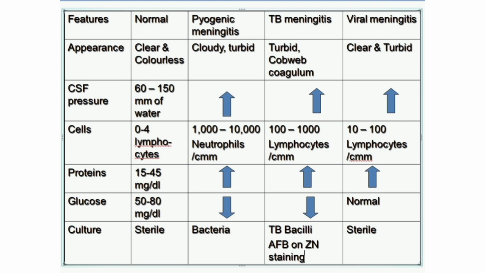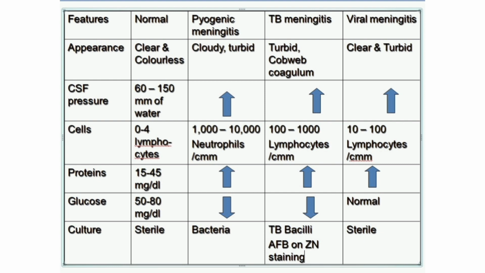Then this chart of differential diagnosis of various types of meningitis based on the CSF examination is extremely important. Normally, the CSF is clear and colorless, but in pyogenic meningitis, it becomes cloudy and turbid. In tubercular meningitis, there is a cobweb coagulum present, and in viral meningitis, again, it is clear. Cells normally 0 to 4 lymphocytes are there. In pyogenic meningitis, there are 1000 to 10,000 neutrophils, mind you. In tubercular meningitis, again there are 100 to 1000 lymphocytes, and in viral meningitis only 10 to 100 lymphocytes.